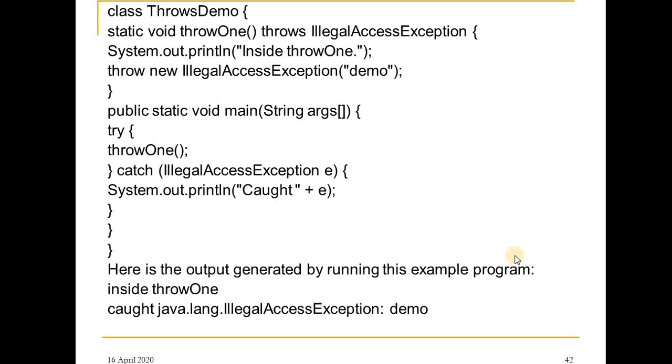The output generated by running this example program is: inside throw1, that is, this statement got executed. Next, the exception was generated and passed to this catch block, and then this catch block executed. This statement got displayed: caught, and the value of e is java.lang.IllegalAccessException and the string that you passed to that exception, that is demo. So this is the output of this program.